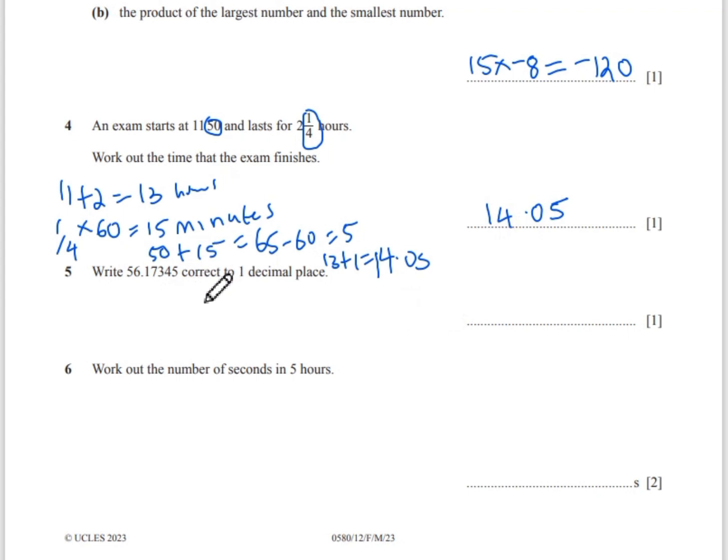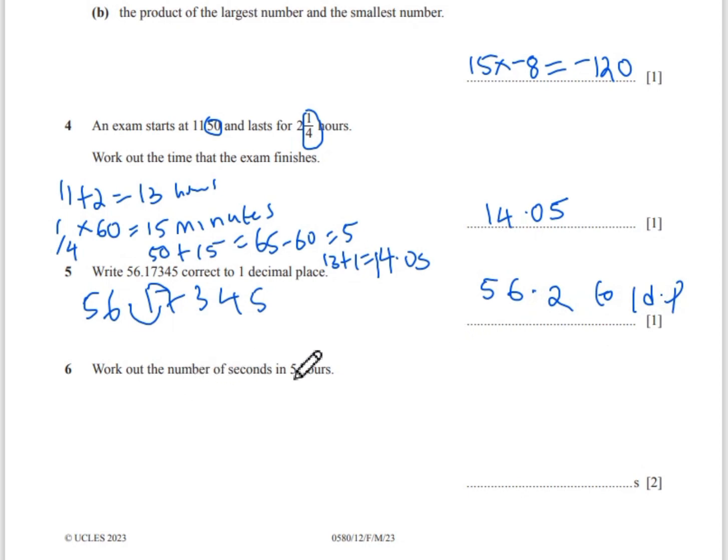Now number 5 says write 56.17345 correct to one decimal place. Look at it: one decimal place, you are moving from the decimal point to the right once. So the decider is 7. Since it's above 4, we round up, so we add 1 to this digit, and it becomes 56.2 to one decimal place.